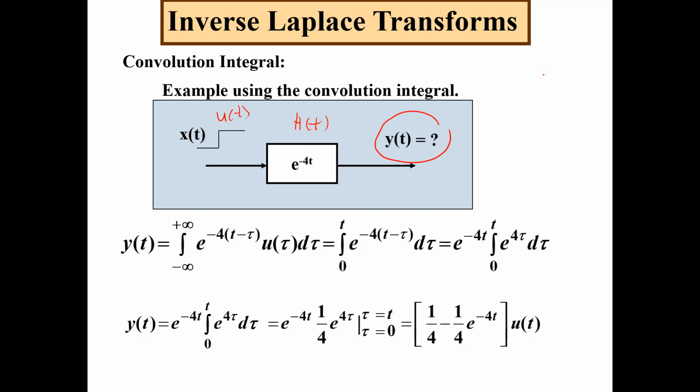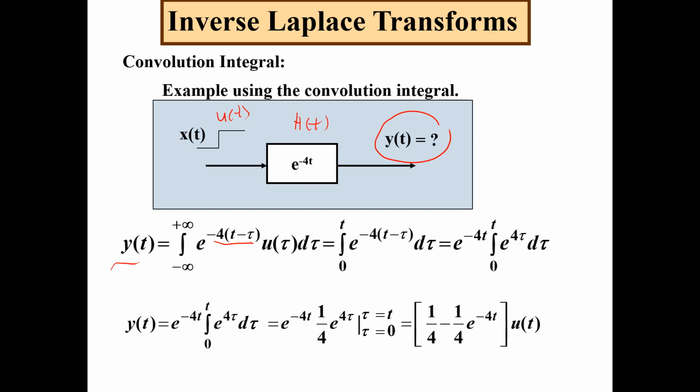So we use that equation to define y(t): the integral from minus infinity to plus infinity of e^(-4(t-φ)) u(φ) dφ is equal to the integral from 0 to t of e^(-4(t-φ)) dφ.